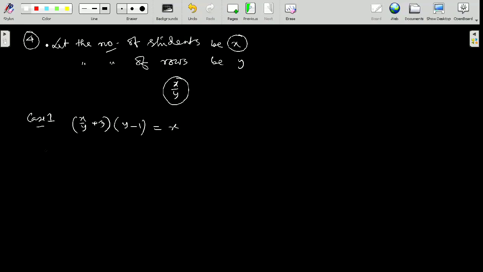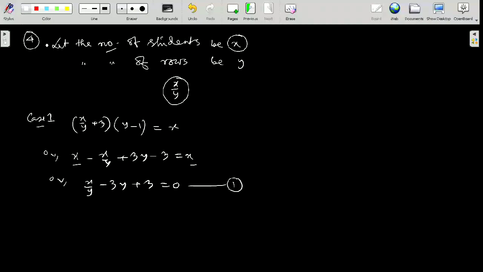You may calculate here, multiply it. So x minus x by y plus 3y minus 3 is equal to x. Here x is cancelled from both sides. So minus x by y, or you can multiply both sides by minus sign also. So x by y minus 3y plus 3 is equal to 0. Say this is number 1.